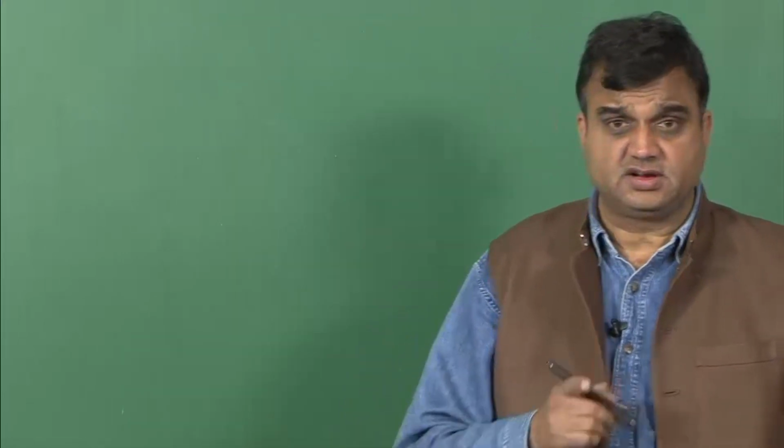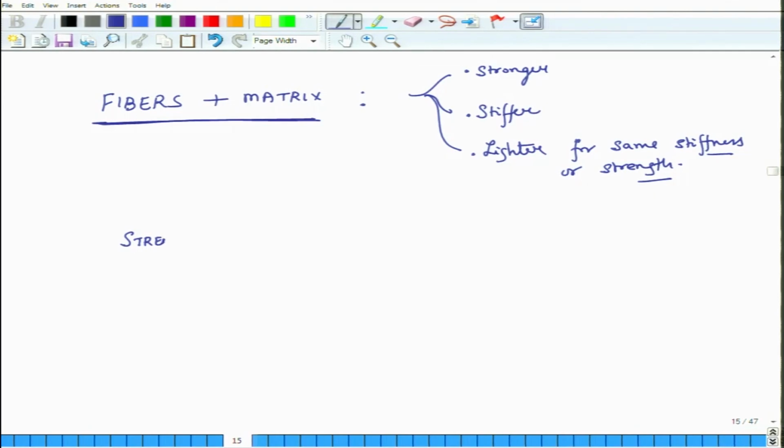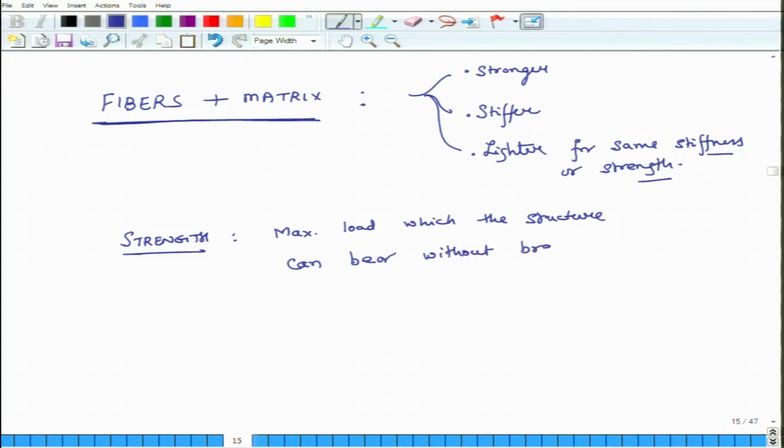Now, before I discuss further, sometimes we confuse strength and stiffness. So, let us get this clear: what is strength and what is stiffness. So, strength. What is the strength of a structure? It is the maximum load which the structure can bear without breaking.